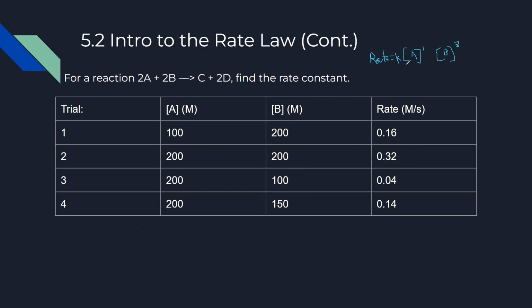And so you have to divide both sides by A and B cubed. So K will equal rate over concentration of A, concentration of B cubed.